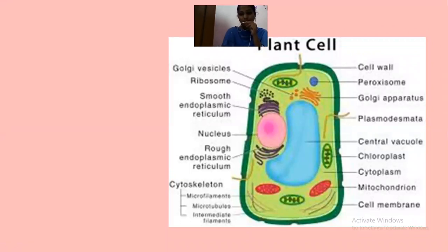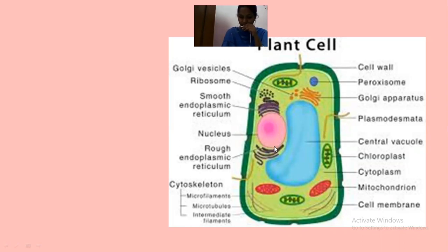This is the cell wall, and inner to this is the plasma membrane, which is also called the cell membrane, and this structure is called cytoplasm. And various cell organelles are present here. The central, larger one is called the central vacuole. These green color structures are called chloroplasts, these pink color structures are called mitochondria, this blue color structure is called peroxisome, and this light pink color structure is called the nucleus.